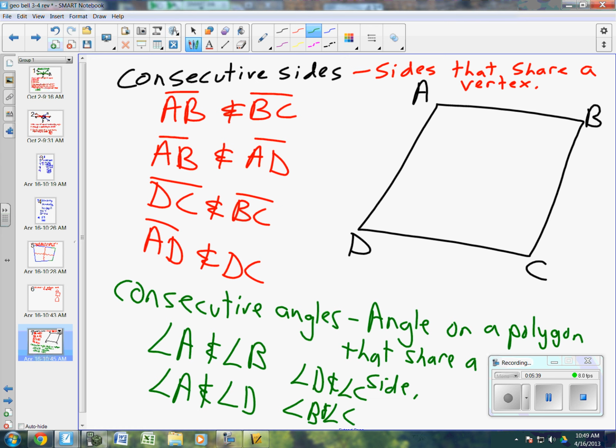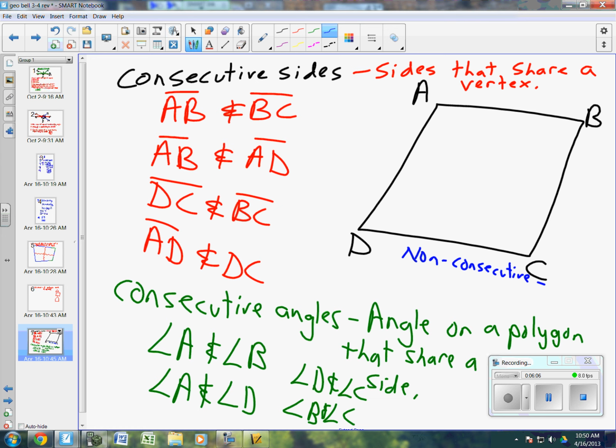Now, you guys, what would non-consecutive sides be? Non-consecutive. What's the definition we'd write for that? Sides that don't share a vertex or don't intersect. Yeah, you can say it either way. Just write that down. Sides that don't intersect or sides that don't share a vertex.